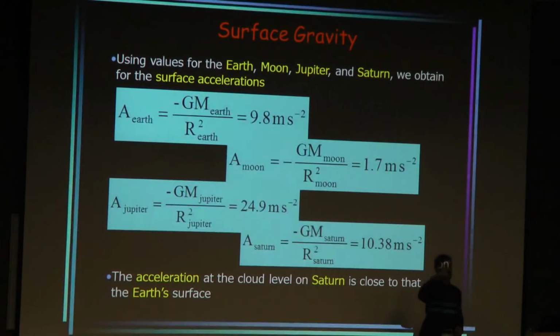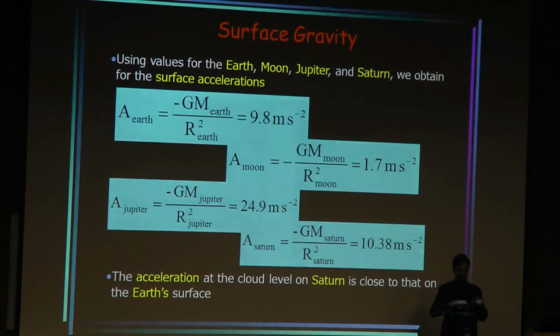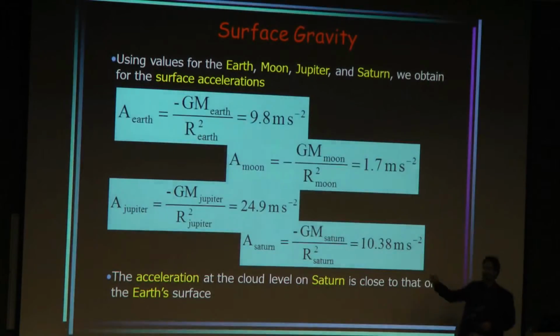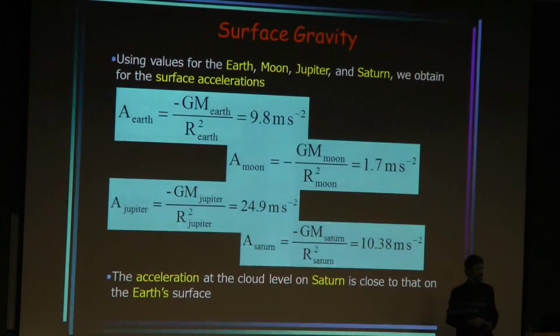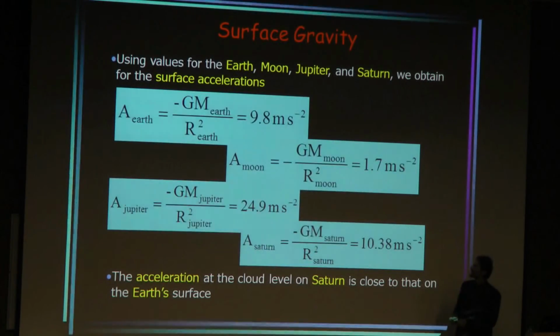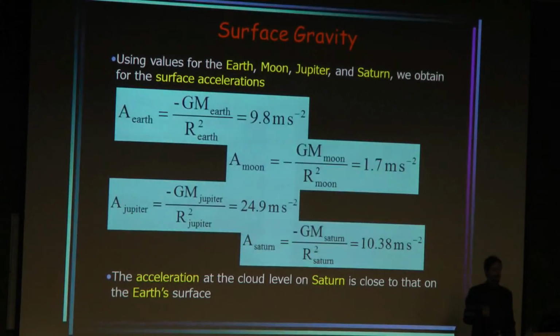So if I were floating above Jupiter and I dropped my laser pointer, for every second that an object falls, it's going to gain almost 25 meters per second of velocity. We look at Saturn, 10.38 meters per second squared, actually very comparable to Earth's surface acceleration. So the bottom line here is that the acceleration due to gravity around Jupiter is about 2.5 times stronger than the acceleration due to gravity around Saturn.